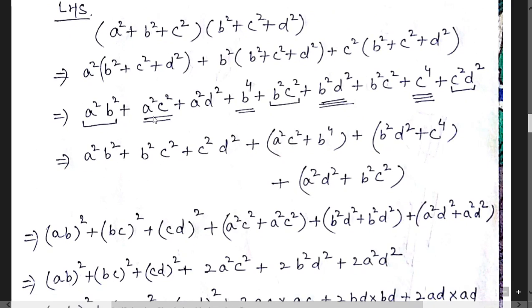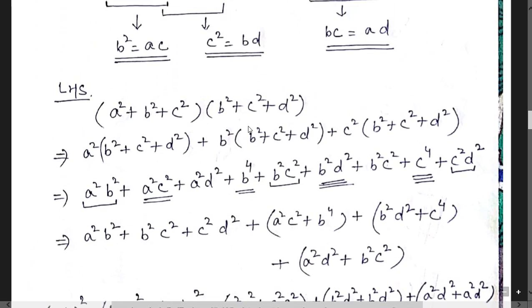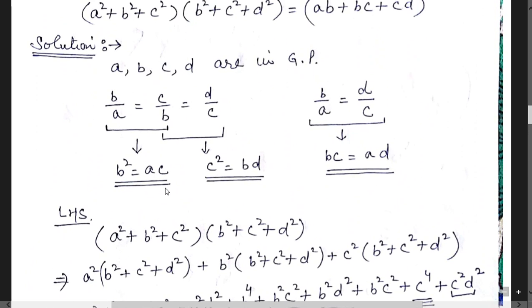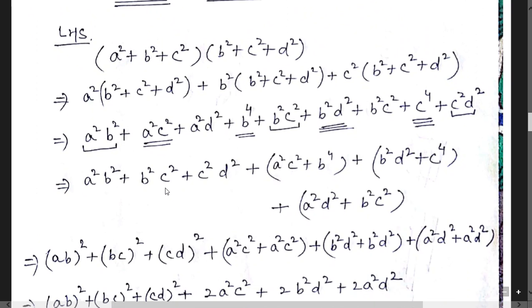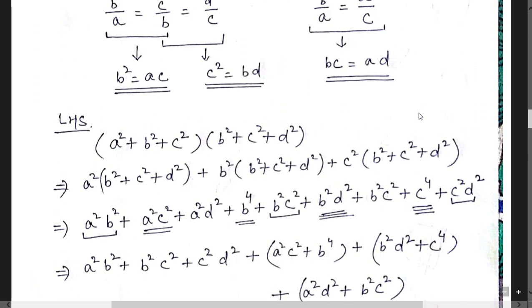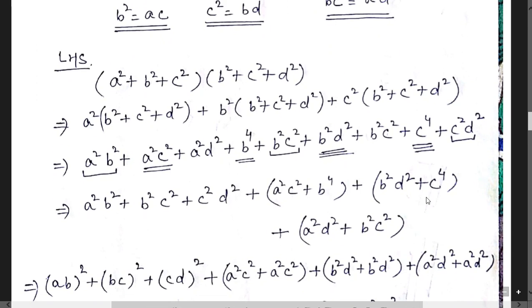And what about second term? A square c square and b raised to power 4. I collect these two terms. Now why do I collect these two terms? Because basically these two terms are equal. B square is equal to AC. If I write here B square is equal to AC, basically these terms are same. And what about next? B square d square and c raised to power 4. Again these two terms are same. C square can be written as BD. It means these two terms are same, and I collect these terms.